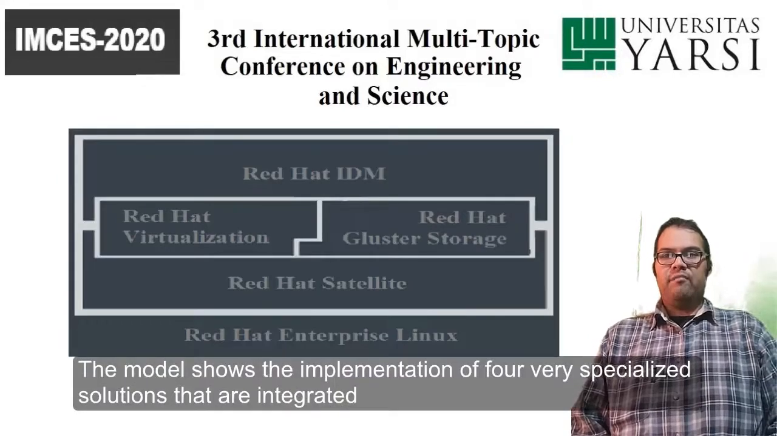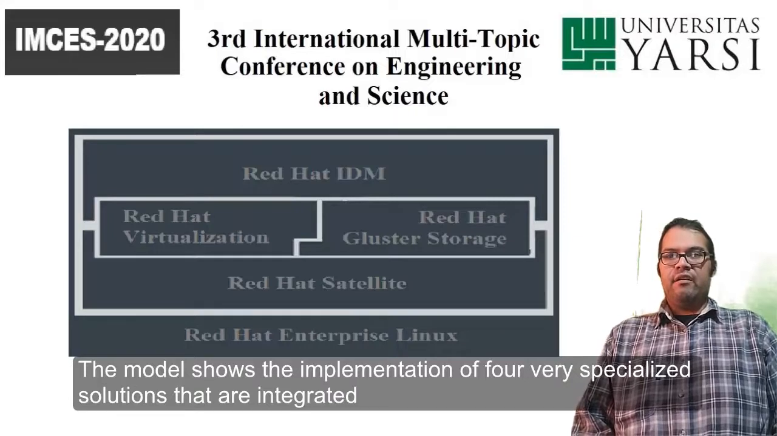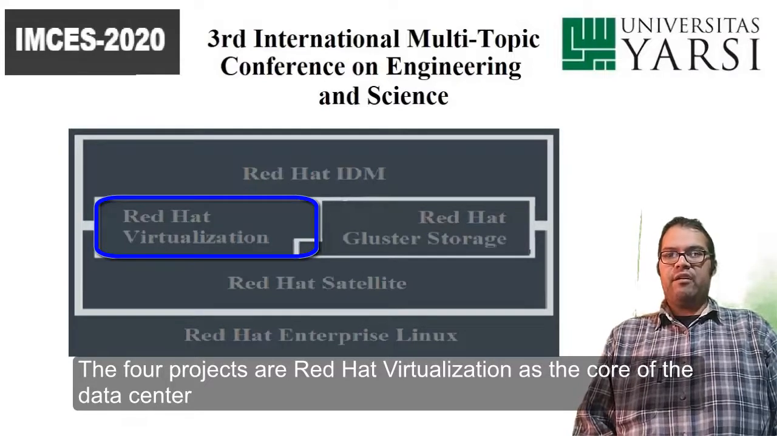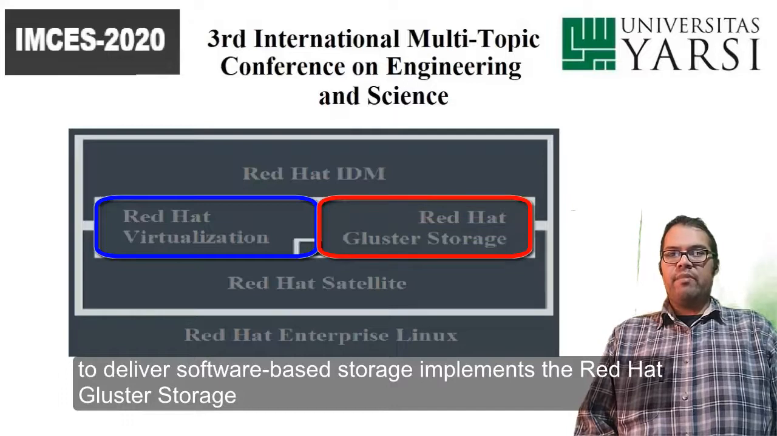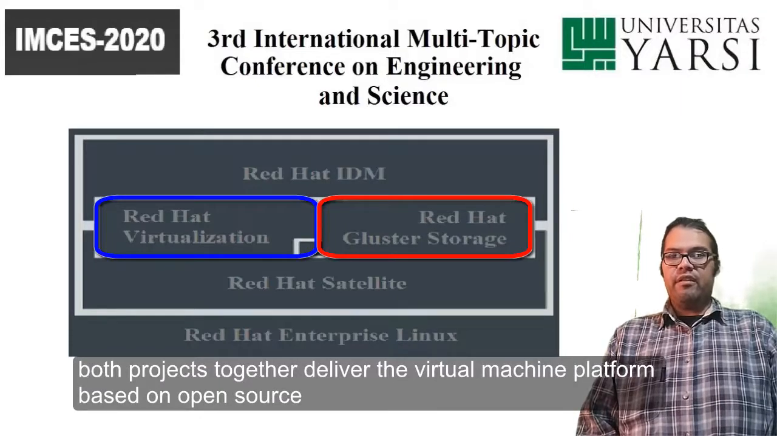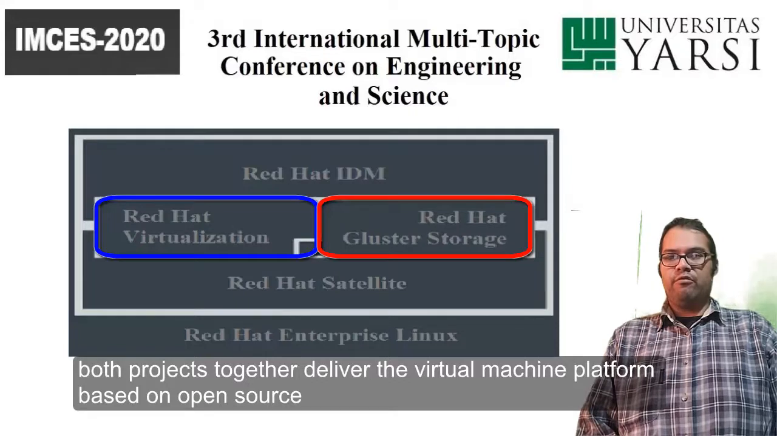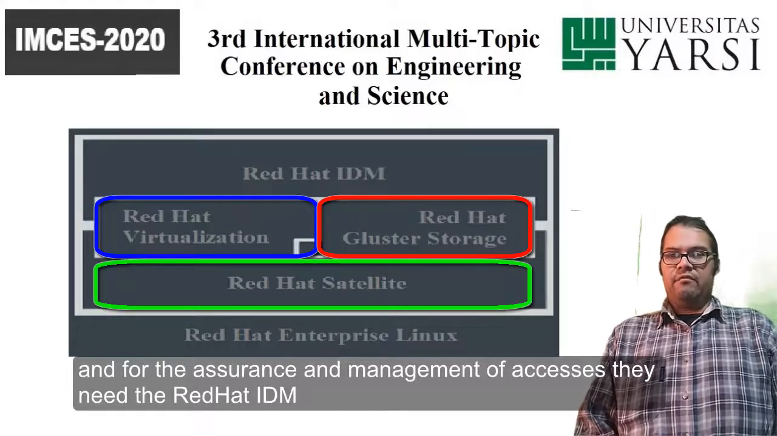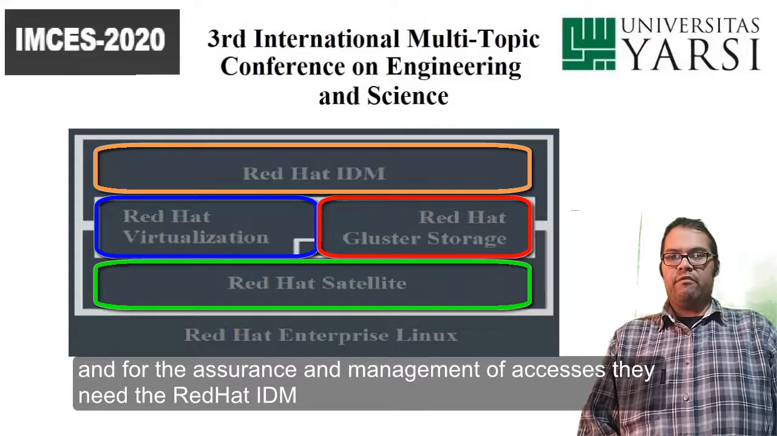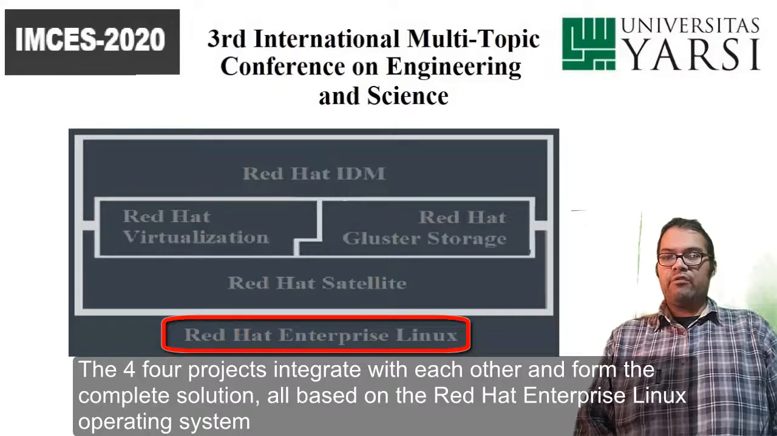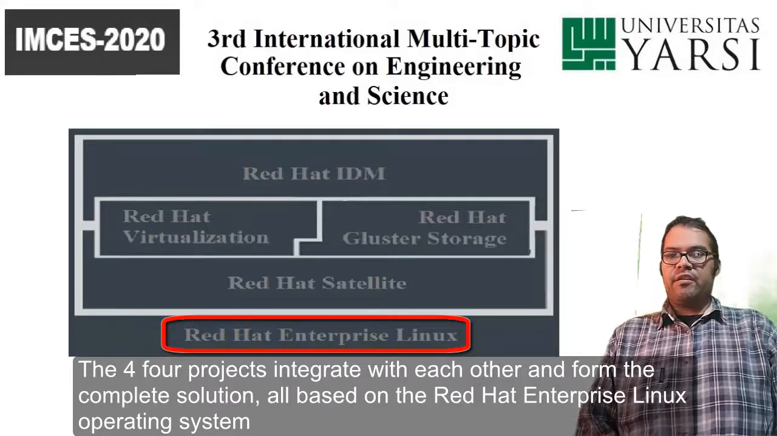The model shows the implementation of 4 very specialized solutions that are integrated. The 4 projects are Red Hat Virtualization as the core of the data center. To deliver software-based storage, it implements the Red Hat Cluster Storage. Both projects together deliver the virtual machine platform based on open source. However, for updates and operation management, they need Red Hat Satellite, and for the assurance and management of access, they need the Red Hat IDM. The 4 projects integrate with each other and form the complex solution, all based on the Red Hat Enterprise Linux operating system.